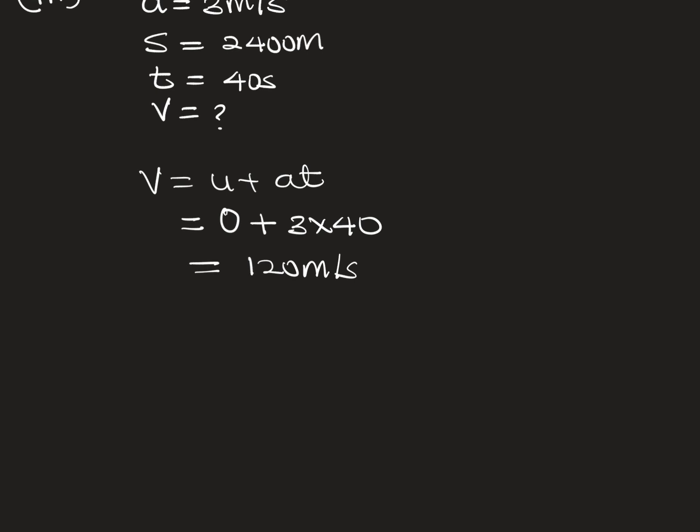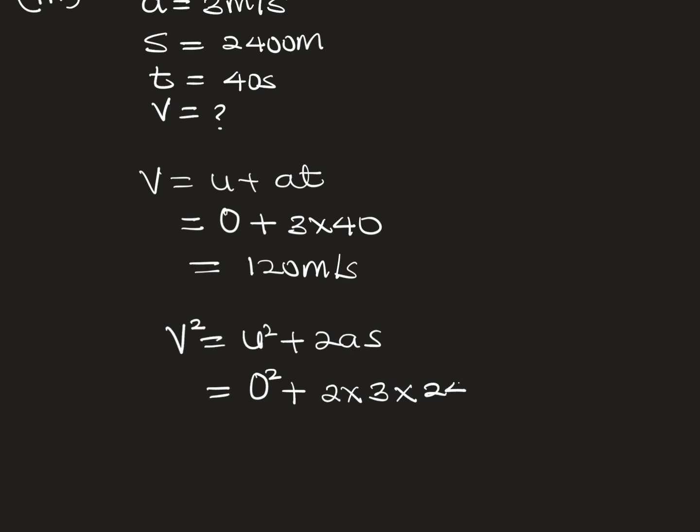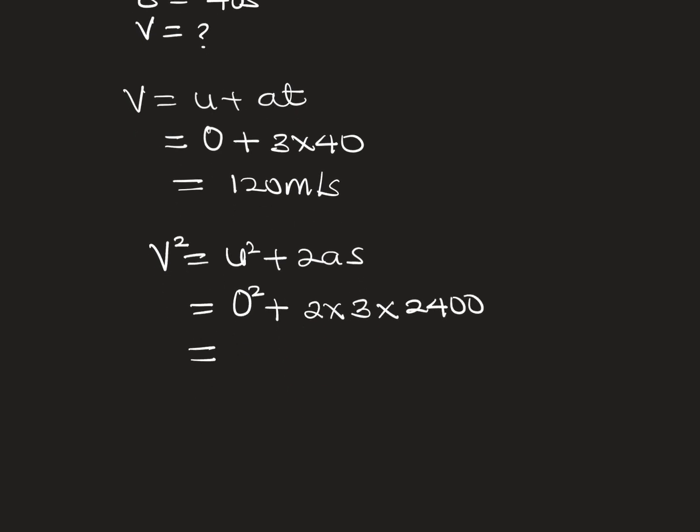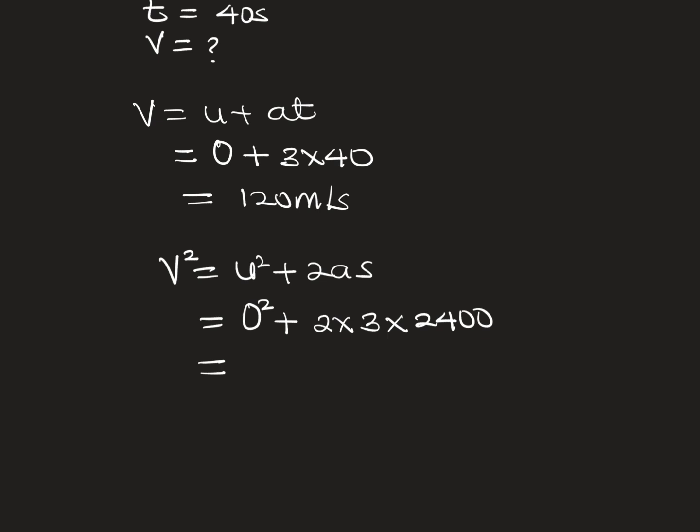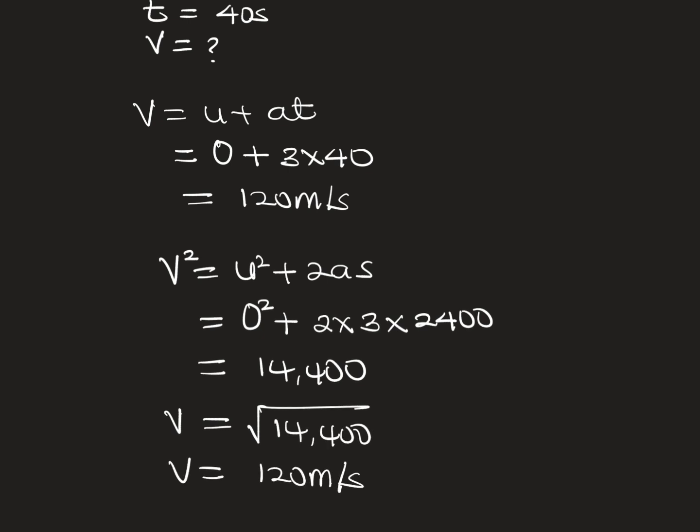Or alternatively, we can use v squared is equal to u squared plus 2as. In that case, the initial velocity is 0 squared, plus 2 times the acceleration, 3, multiplied by the distance traveled, 2,400. So 0 squared is 0. 2 times 3 times 2,400 is 14,400. So v will be the square root of 14,400. v will be 120 meters per second. So any of them will work.